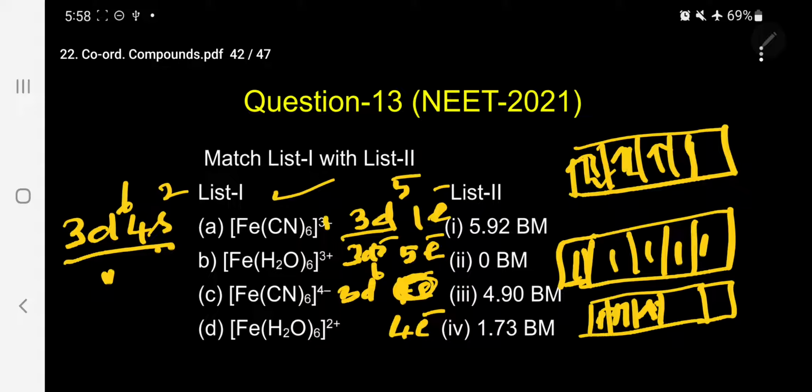Now how to correlate? First, A has 1 electron, and 1 means 1.73. Kindly follow. Second is 5 electrons, and 5 means 5.92. That is B means 1. C, 0 means 2. Then Fe with 4 electrons gives 3. So very easily we can correlate. Kindly follow, my dear students.